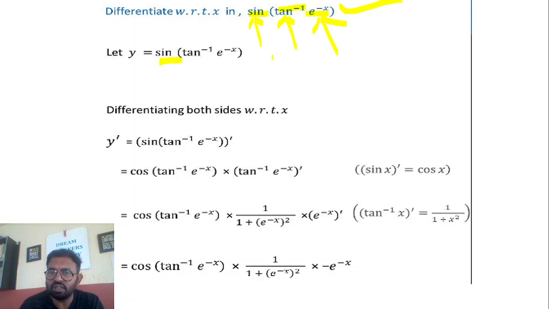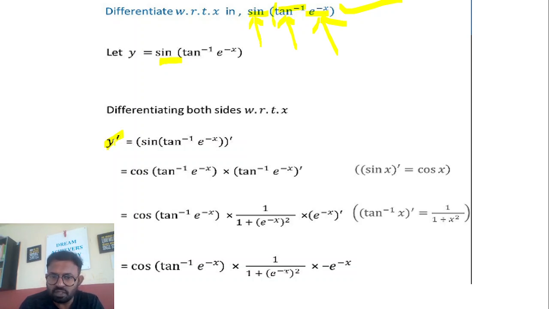Some students will get confused. So sin into tan inverse is there, so should I use the product rule? No. See, if they are telling sin x into cos of something or tan of something, then you should use the product rule. They have given only one function, sin of something. So you should use it directly. Let me start with the differentiation, as I told you in the earlier class.